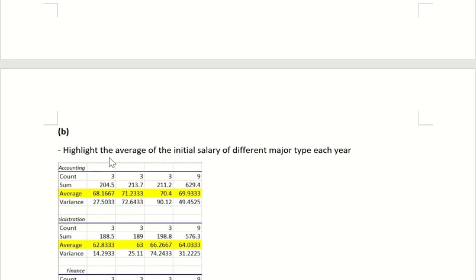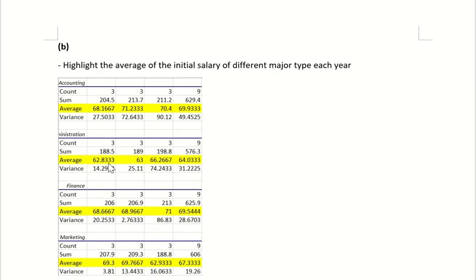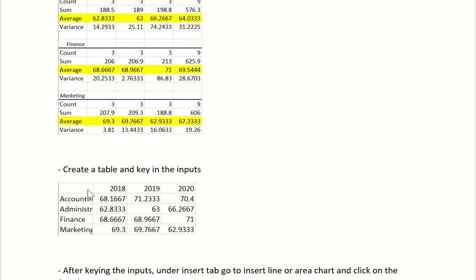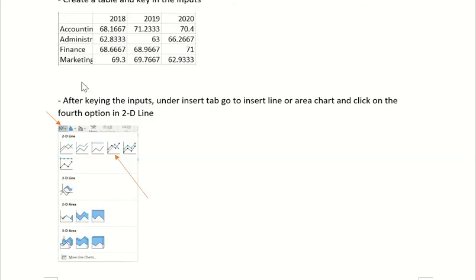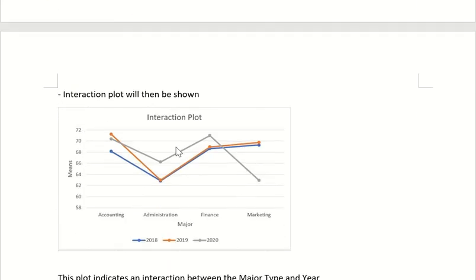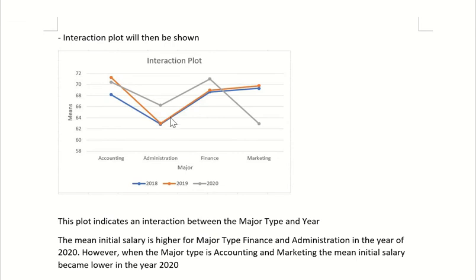So moving on to case study 1B, they asked to come out with the interaction plot. The steps needed are to find the average for each of these four major types, and then follow the rules here, and then the interaction plot will be shown. This plot indicates an interaction between the major type and the year. See, the mean initial salary is higher for major type finance and administration in the year of 2020. However, when the major type is accounting and marketing, the mean initial salary became lower in the year of 2020.